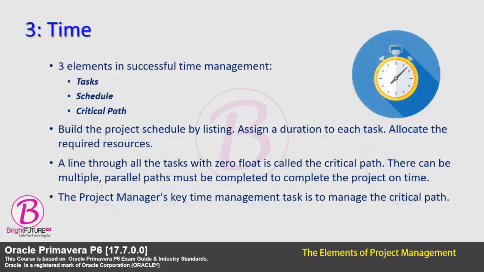Third one, time. There are 3 elements to successful time management: tasks, schedule, and critical path. Build the project schedule by listing in order all the tasks that need to be completed. Some must be done sequentially. A line through all the tasks with zero float is called the critical path. All tasks on this path, and there can be multiple parallel paths, must be completed on time if the project is to be completed on time.